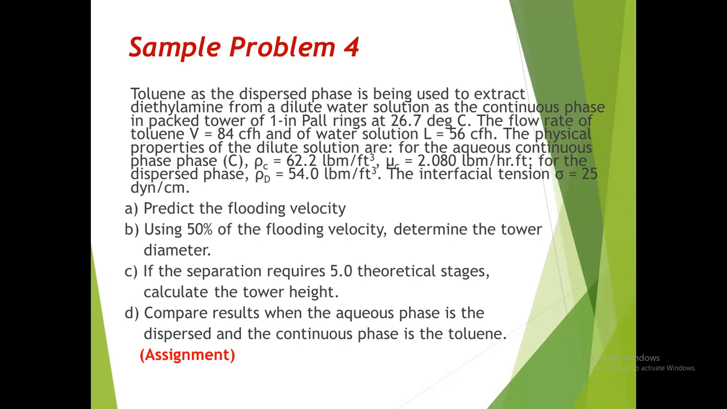So, A: predict the flooding velocity. B: using 50% of the flooding velocity, determine the tower diameter. C: if the separation requires 5 theoretical stages, calculate the tower height. And D: compare your results when you switch the two phases. Meaning your aqueous phase will be dispersed and introduced at the bottom of the tower, and your continuous phase is your toluene, which is going to be introduced at the top of your tower.